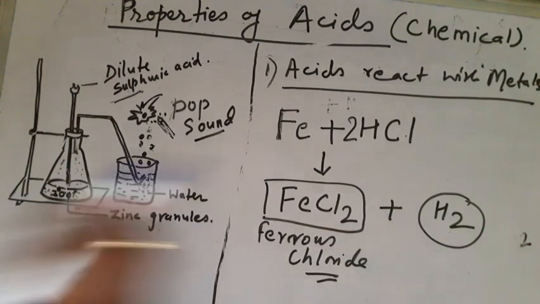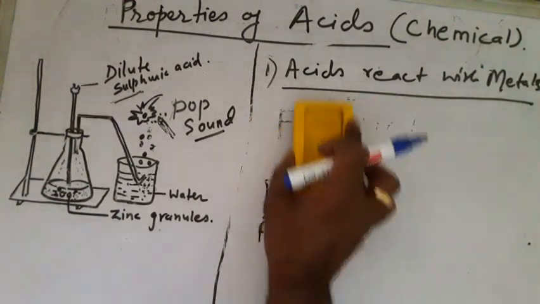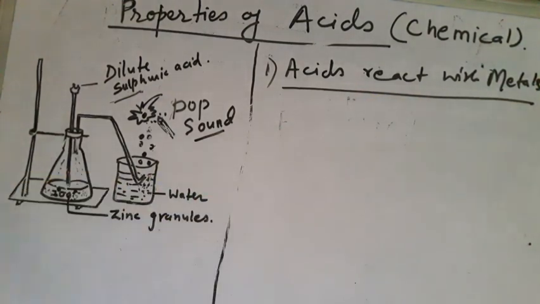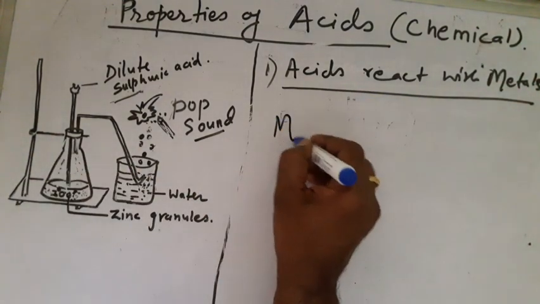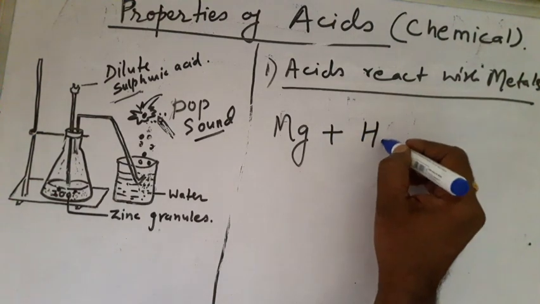Suppose that if you don't have zinc or iron, then you may have magnesium with you, then you can react it with H2SO4.